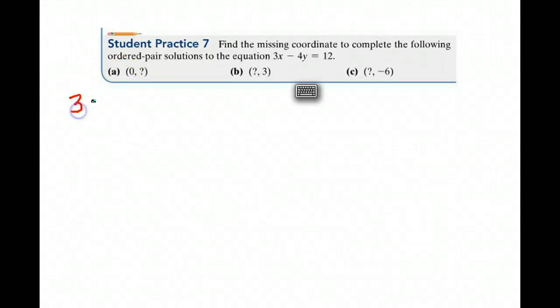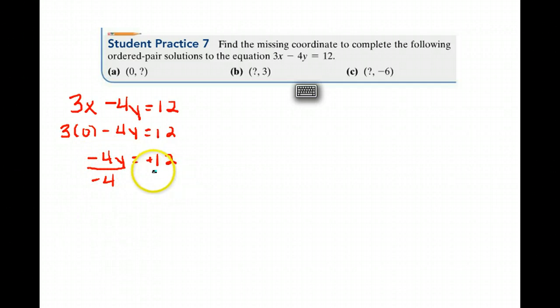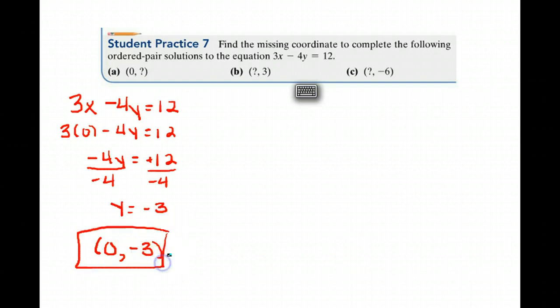So what you should have done here is started with your original equation, 3x minus 4y equals 12. For example A, you were given your x coordinate, so we should have plugged in 0 for x and then worked our way down to solve for y. 3 times 0 is 0. That term disappears. Negative 4y equals 12, not negative 12, 12. So negative 4y equals 12. Divide both sides by negative 4. Y equals negative 3. That means that our original ordered pair was 0, negative 3.